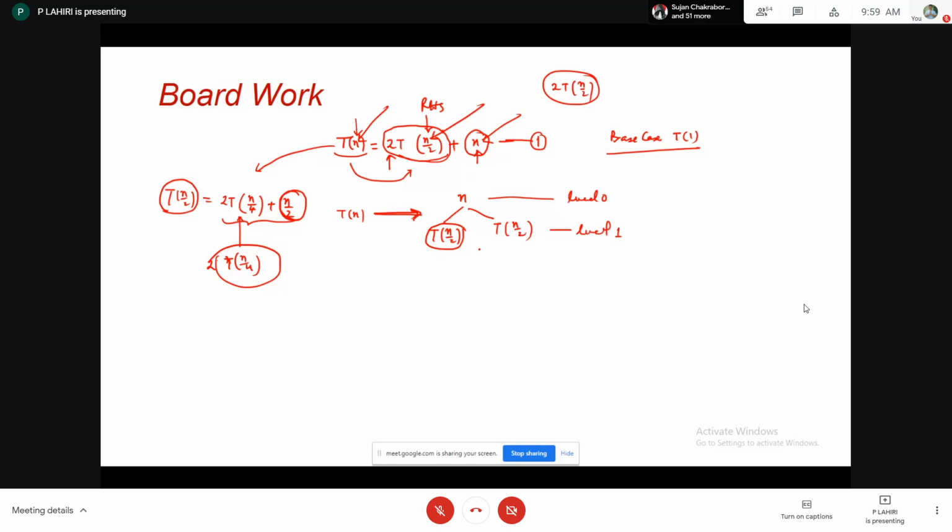So if I want to expand this recurrence, is it not like n by 2 will be the parent, then t of n by 4 will be the subtree? Am I right or wrong? Yes. T of n by 4 will be the subtree. Okay? Kindly help me so that I can understand that you people are getting it. Is it true? Yes, sir. All of you?